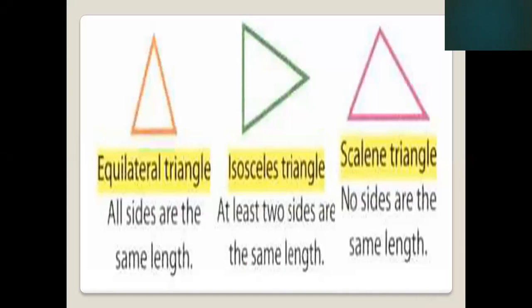Number two, if at least two sides are the same length and the third one is different, it's called an isosceles triangle. The last one, if all three sides are different, it's called a scalene triangle. So I have here three types of triangle according to their sides. The first one is equilateral, the second is isosceles, the third one is scalene.